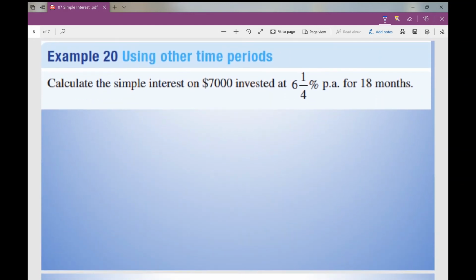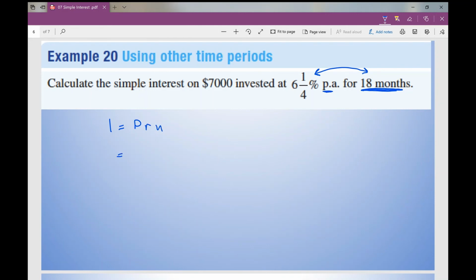Okay, here's another example. Calculate the simple interest on $7,000 invested at 6.25% per annum for 18 months. Now the thing that's different about this question is our time period is not in years, but our interest rate is in years. Both of these numbers need to be referring to the same time period. If the interest rate is in years, then we need to put N in years, not months.